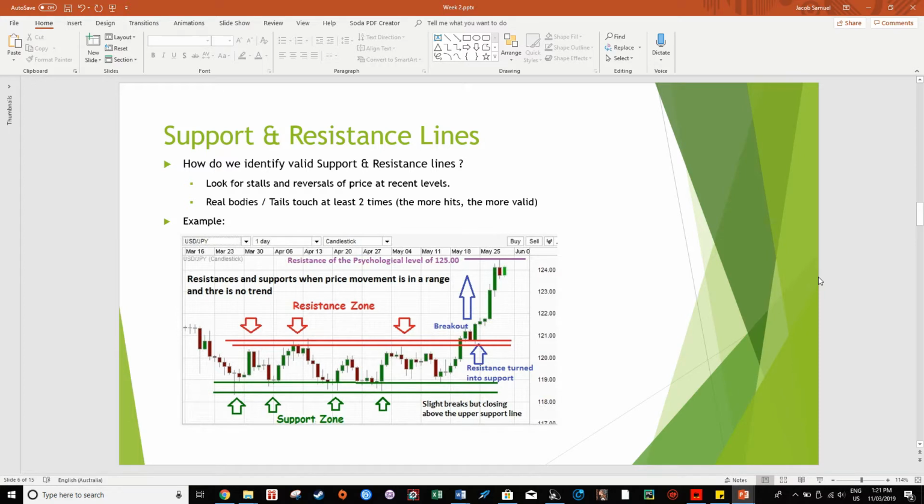But I'm not sure how Jacob likes to draw them. Do you like tails or real bodies? I don't like to do it from the tails. Oh, you do real bodies? Yeah, I like bases. Big reason is because that's where the price actually closed. That's where the momentum for that particular candlestick has finished.